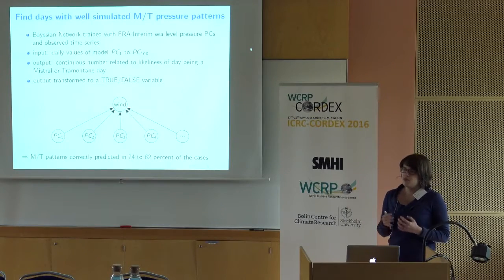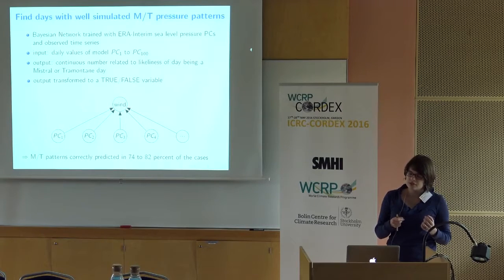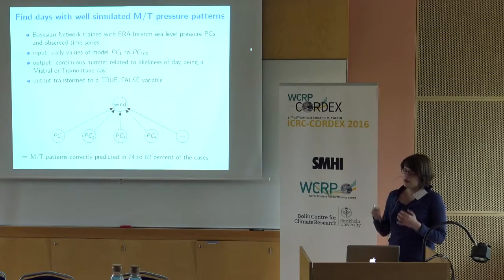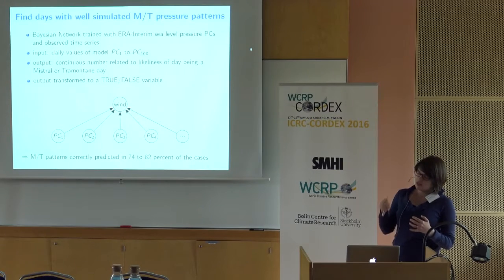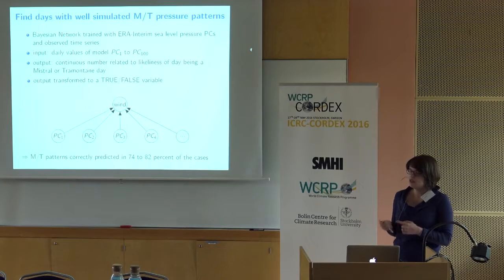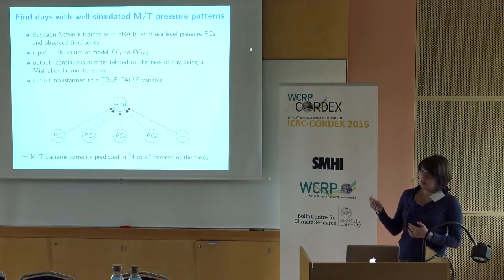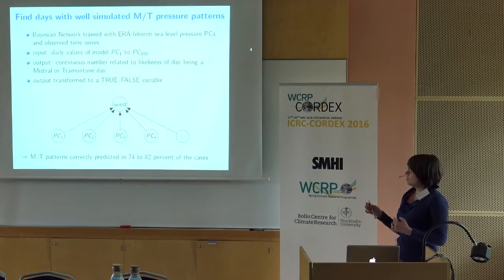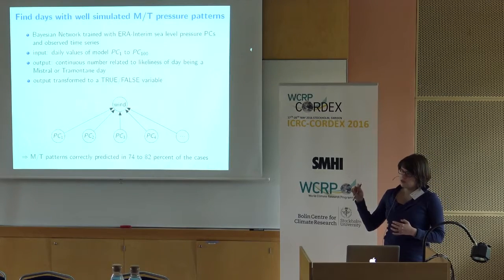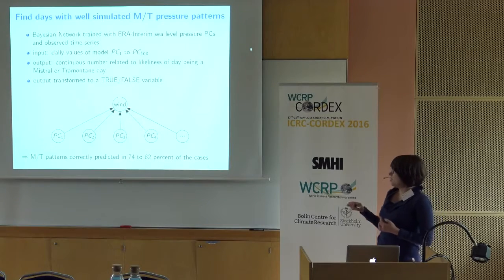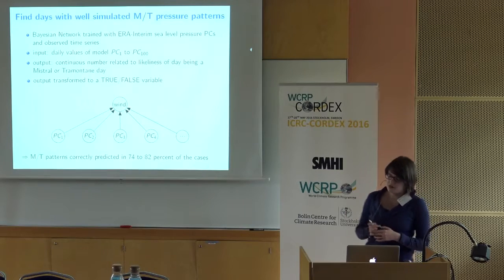To find out if this large scale was simulated well, we used a Bayesian network, and we did an EOF analysis of ERA-Interim sea level pressure fields and fed the principal components and the observed time series into this Bayesian network. After training, we can now put in the principal components of the RCMs, which were projected on the ERA-Interim EOFs, and it gives us a number. The higher the number, the more likely there was a Mistral or Tramontane event. We then transformed this output into a true-false variable by keeping the number of Mistral and Tramontane events the same as in the observed time series. Then we arrive at about 74 to 82% of the cases being correctly identified by the models.